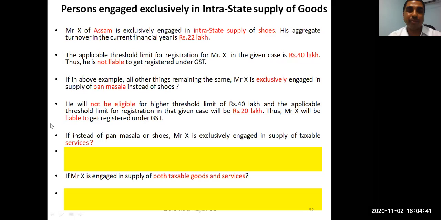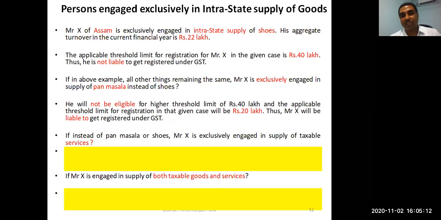Okay. Please answer. So I wanted to ask, so here Assam comes under the threshold of 40 lakhs. Yes. And Mr. X is exempted from the threshold limit of 40 lakhs only because he is supplying pan masala.